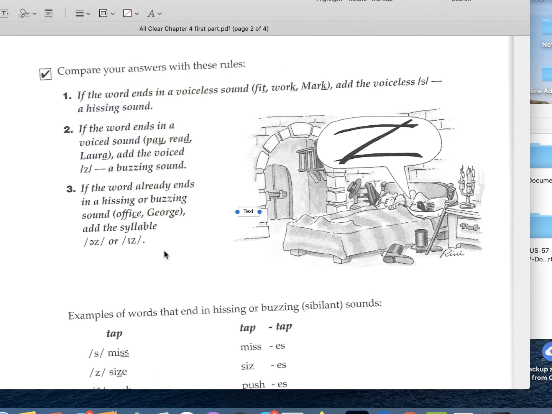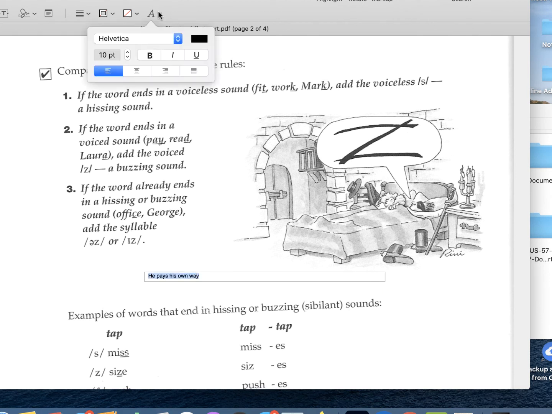What if we had the sentence, he pays his own way? Okay, and let's bring that out so you can see it. So we have that, right? So what do we mean by that? He pays his own way. Make that bigger for everybody to see.